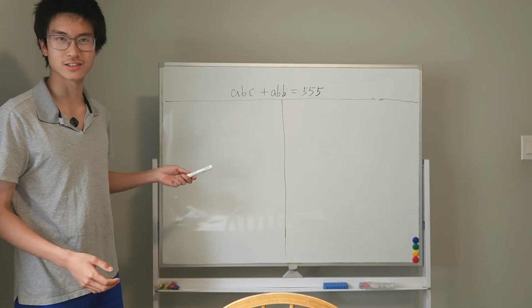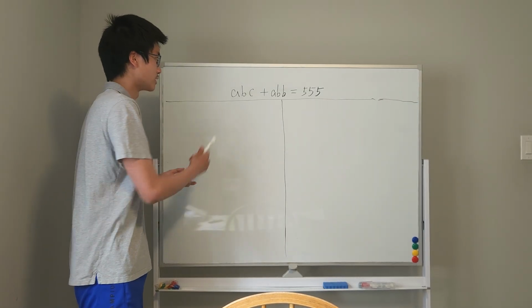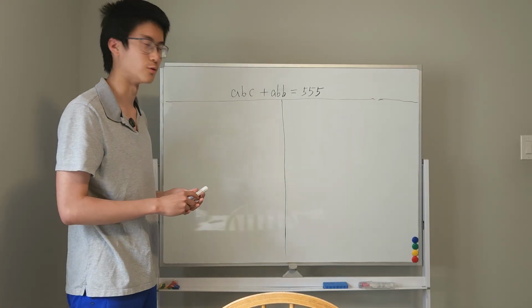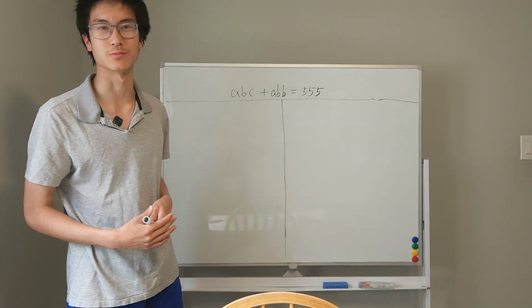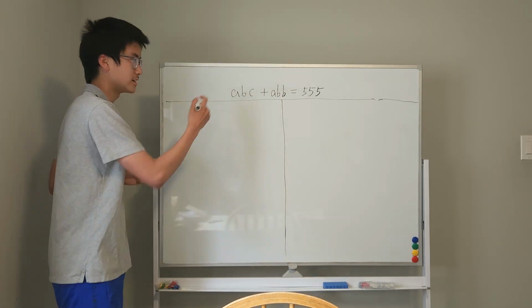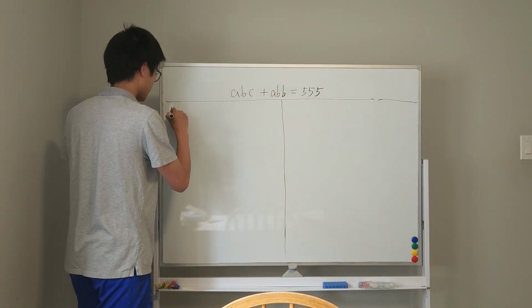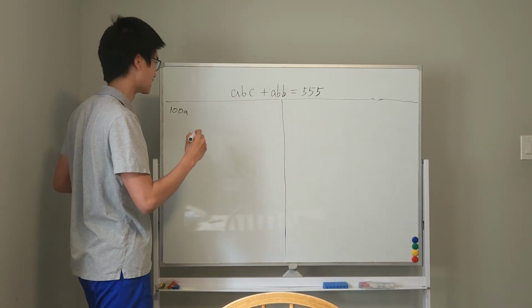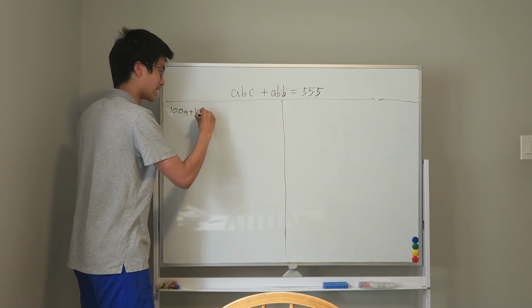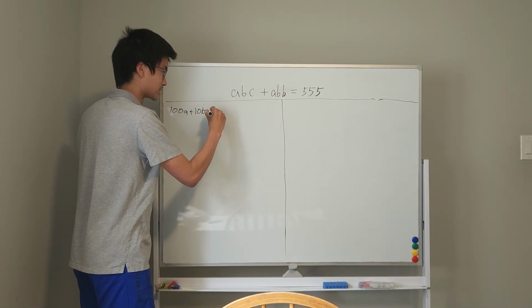So the first method goes like this. A, B, and C. Well, A right here does not actually equal A, because A is in the hundreds place. Therefore, A right here is actually 100A. And similarly, B is 10B because it's in the tens place, plus C.